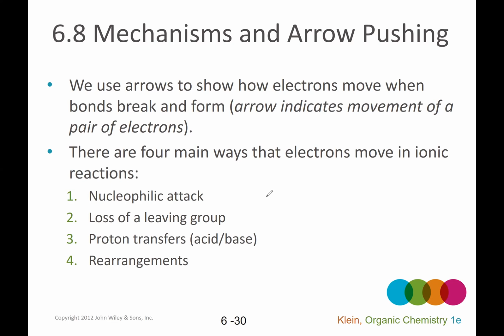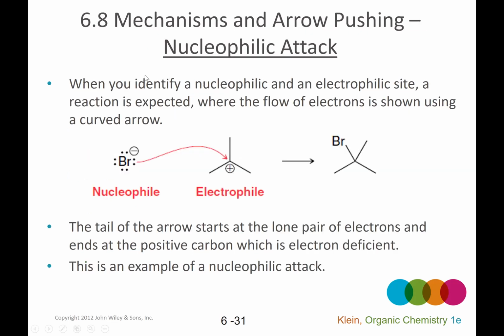Okay, and we'll see what's going to happen there. So let's first look at nucleophilic attack. When you identify a nucleophilic site and an electrophilic site, a reaction is expected. And of course, the flow of electrons is from the nucleophile, the electron-rich species, to the electrophile, the electron-deficient species. And we illustrate that with a curved arrow.